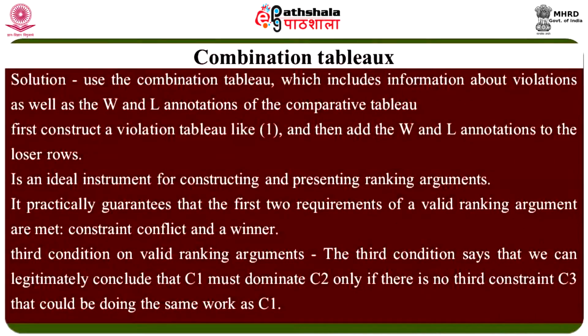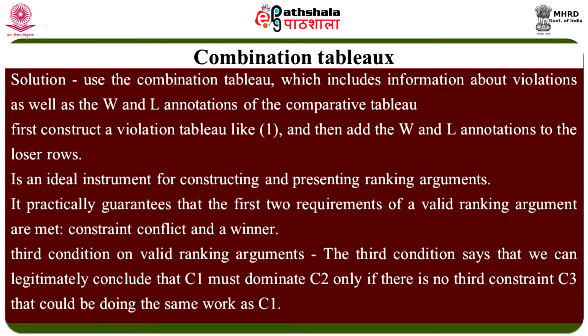The solution to this problem was the use of the combination table, which includes information about violations as well as the W and L notations of the comparative table. First, construct a violation table like in 1 and then add the W and L annotations to the loser rows. This is an ideal instrument for constructing and presenting ranking arguments.